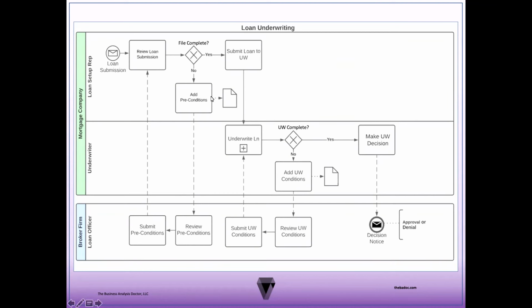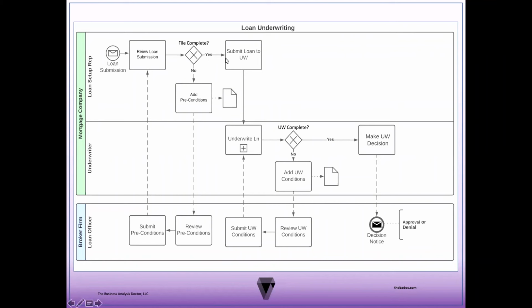If not, the setup rep adds preconditions and sends them to the loan officer to review the preconditions and resubmit the loan. Notice that message flow lines are used to illustrate the communication between the loan setup rep and the loan officer. This is because they're in different pools and you can't use sequence flow lines when the participants are not in the same pool.